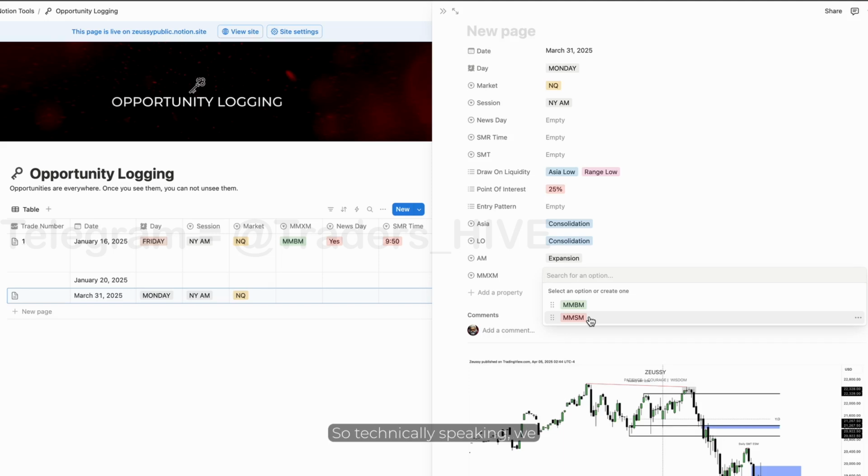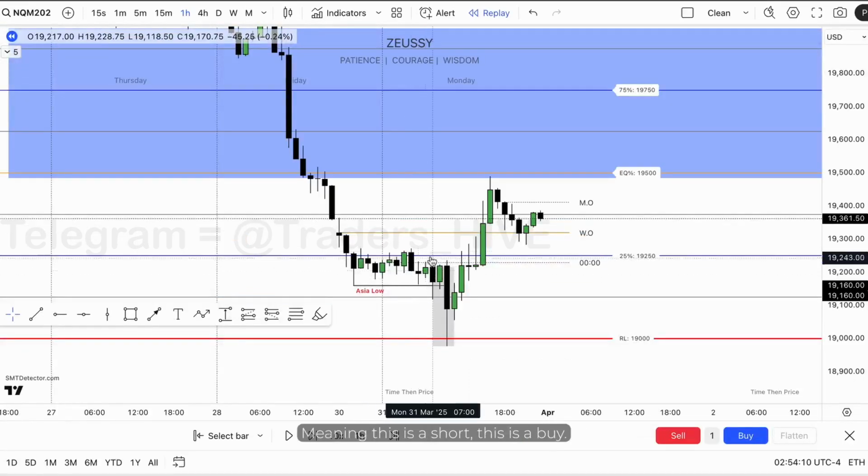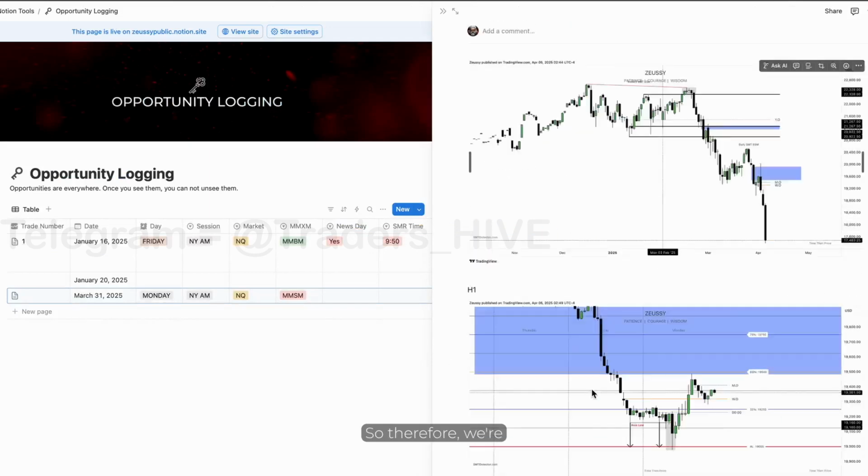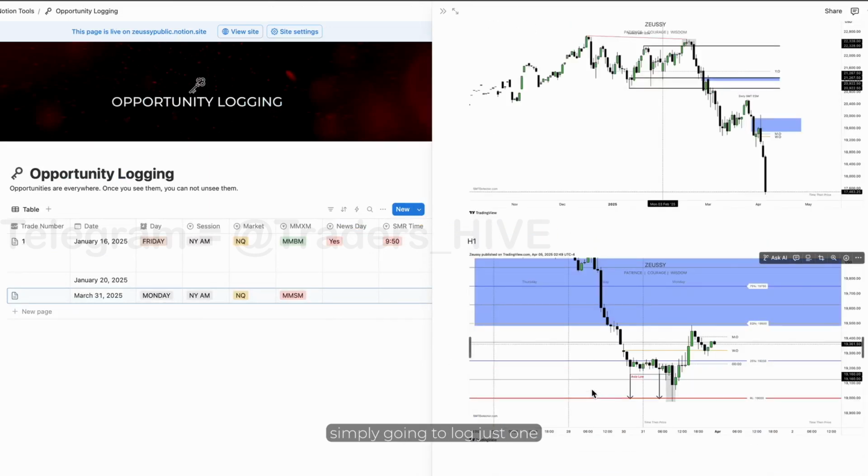So technically speaking, we're doing two logs at once now, where you could short into that 90,000 price level and you could look to go long from there. Meaning this is a short, this is a buy. And both are valid. So therefore, we're simply going to log just one for the sake of simplicity. However, I would like you to understand that you can log both opportunities here.